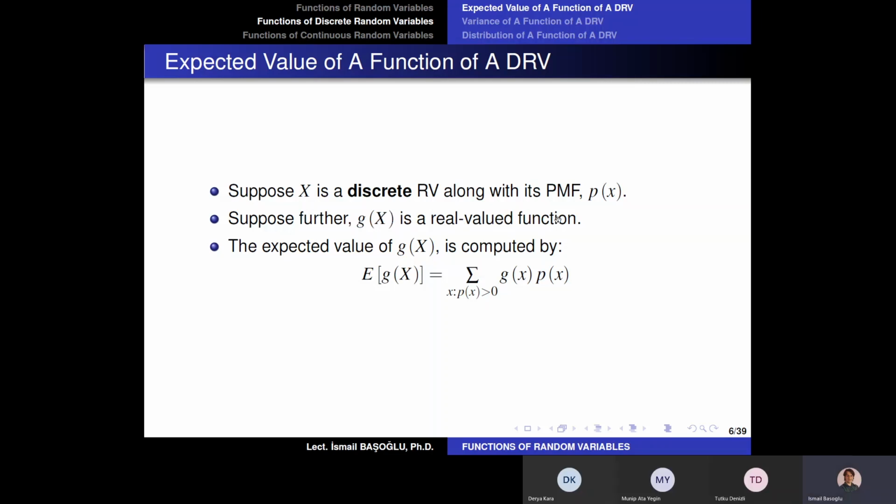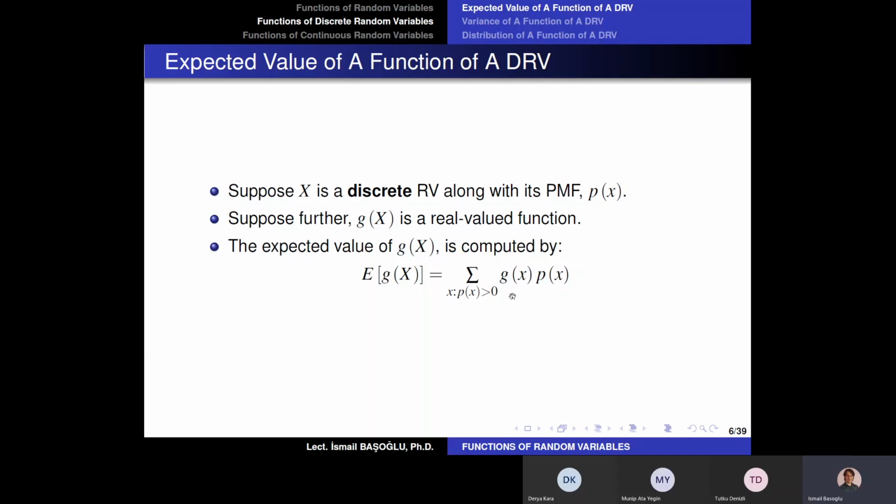So g of x is a real valued function. And the expected value of g of x is calculated how? By calculating the function of all possible values that the random variable can take, and then we multiply it with the respective probabilities of these values and sum them up over the possible values. So it is just like the expectation, but this time, instead of multiplying the potential values of the random variable with the probability mass values, I calculate the function of these potential values one by one and multiply each of them with the respective probability mass value, then sum them up.